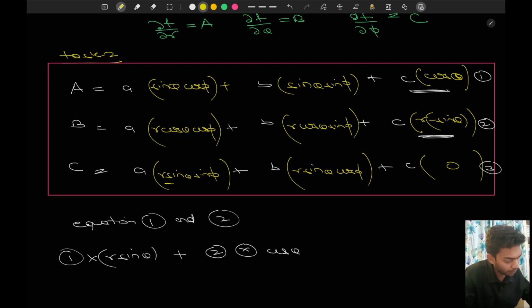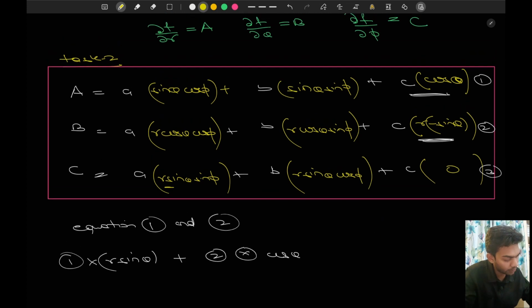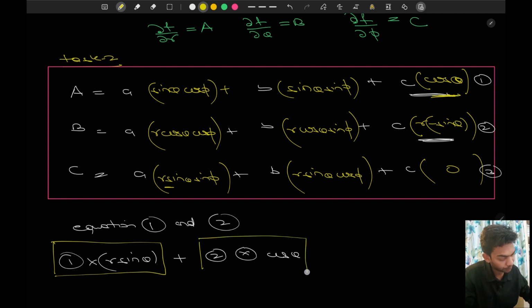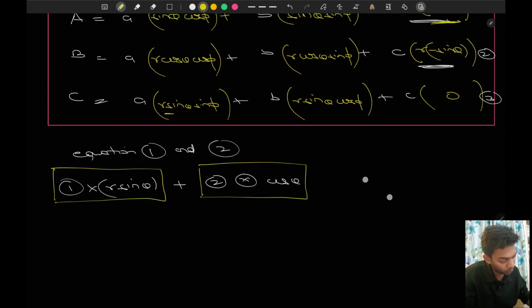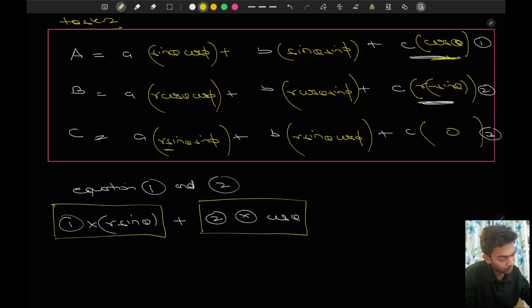In order to get rid of this small c term in equation number 1 and equation number 2, I multiply my equation number 1 by r sine theta, so this term would become r sine theta cos theta, and I multiply my equation 2 with cos theta, so that this term would become minus r sine theta cos theta. When we add those terms, this term will go away. This is very easy to see.